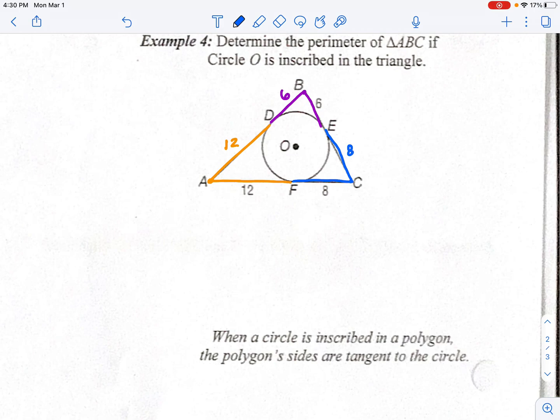So to find the perimeter, you're going to add up all those sides. So 12 plus 6 plus 6 plus 8 plus 8 plus 12. And my perimeter is 52.